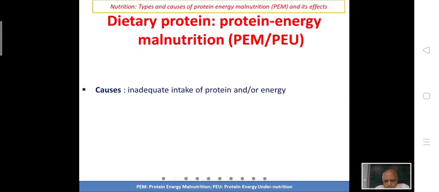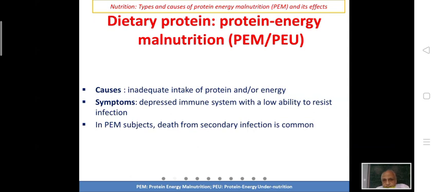What are the causes of protein energy malnutrition? Obviously, inadequate intake of protein and or energy, that means in terms of fat or carbohydrate. That causes the malnutrition. Symptoms: depressed immune system with low ability to resist infection. They often fall victim to infections, diarrhea is very common, flu, virus infection, tonsillitis. This type of thing happens if a person is malnourished.